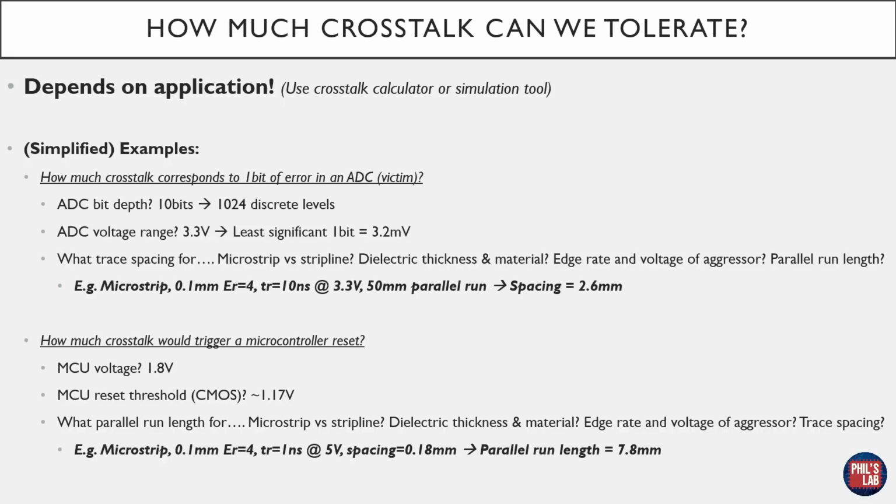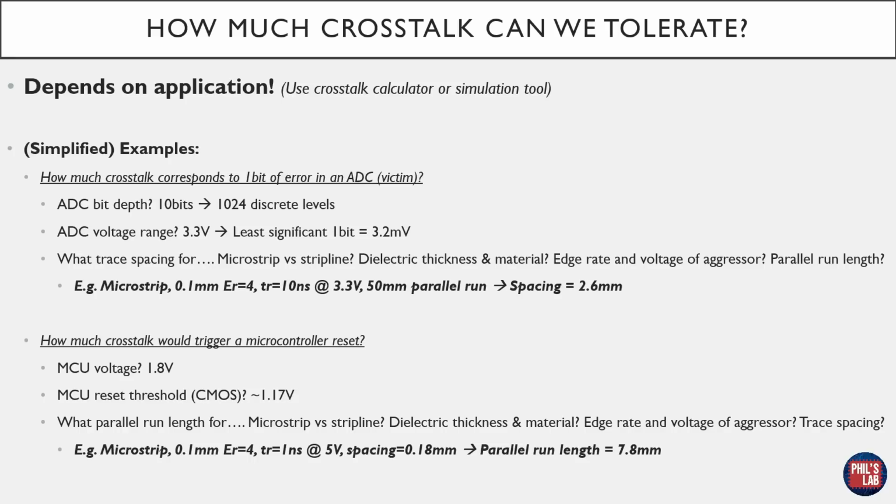Some very, very simplified examples might be if we have a digital line running close to an ADC input line or trace, how much crosstalk corresponds to 1 bit of error in this particular ADC. That ADC of a simple microcontroller might have only 10 bits, which means we get 2 to the 10, so 1024 discrete levels. Let's say the ADC voltage range is the same as that of the microcontroller, which is powered off 3.3 volts, which means for a least significant bit, we have a resolution of about 3.2 millivolts.